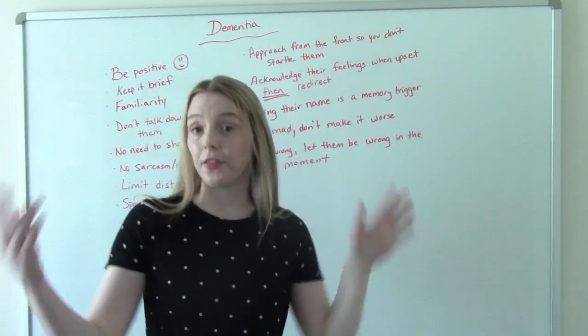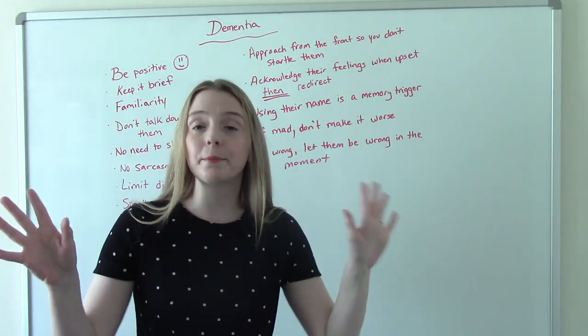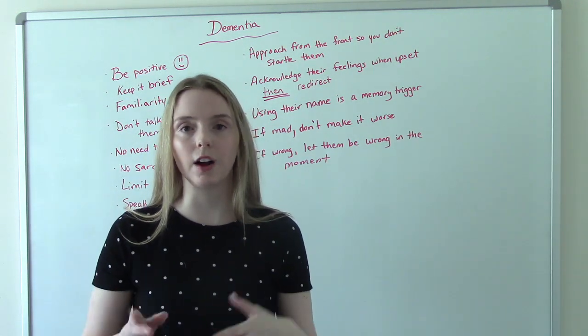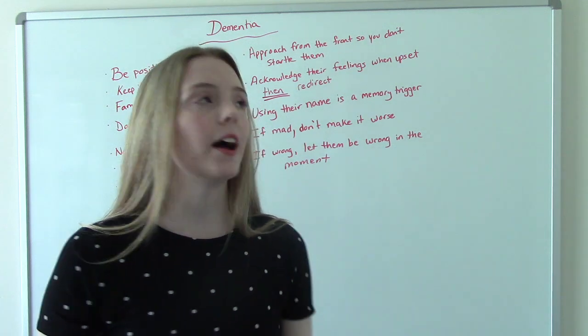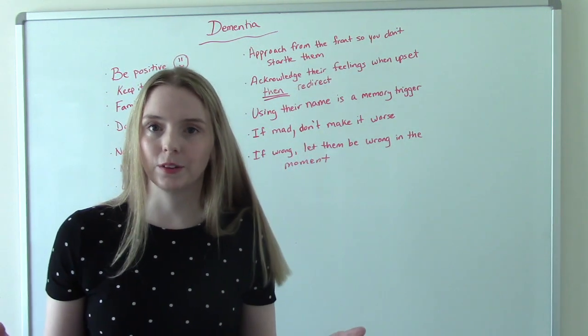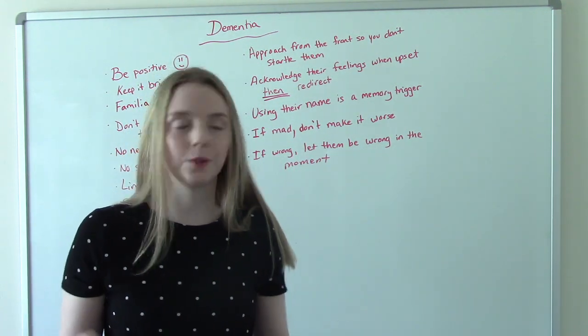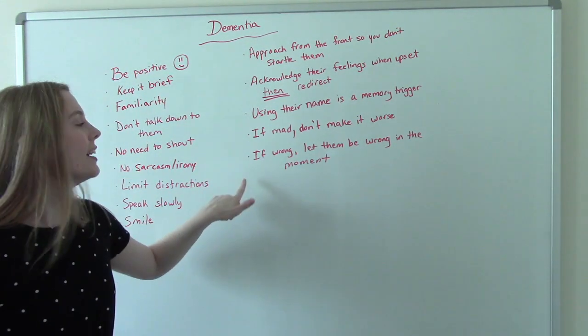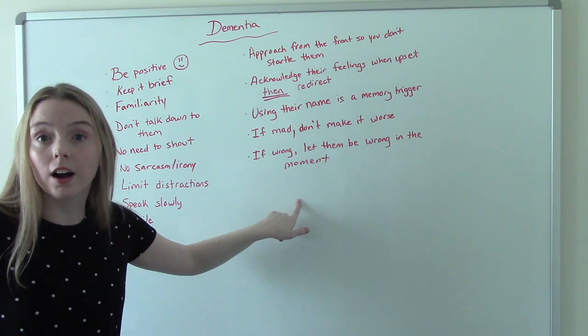If they get mad, don't make it worse, okay? So it doesn't matter what they're mad about, okay? Just let them be mad. If they're doing something dangerous or that's going to put themselves in some sort of harm, obviously we're going to intervene. But we're not going to get into a fight with these people, right? Don't get into it with them. Okay? And if they're wrong, kind of the same here. If they're wrong, let them be wrong. Okay?